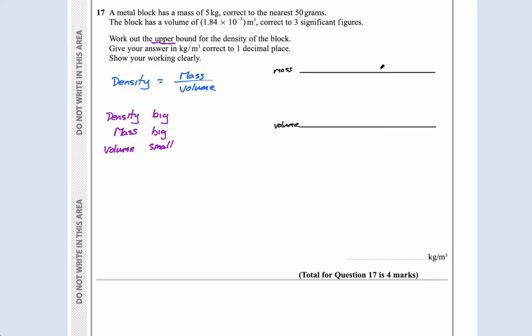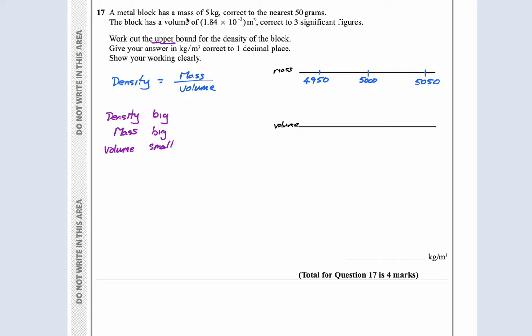Mass is 5 kilograms, or 5,000 grams, to the nearest 50 grams. So my next number up here, I need to add 50 grams, which would be 5,050. And my next number down here, my lower bound, even though I don't need it, would be 4,950.